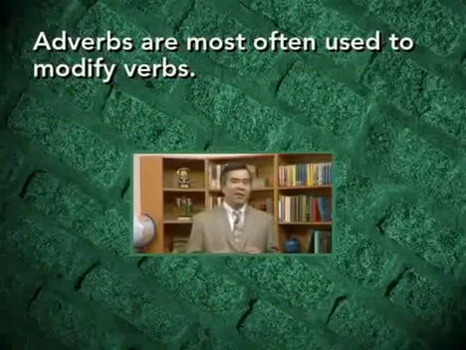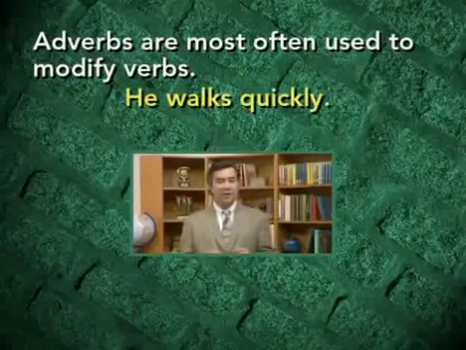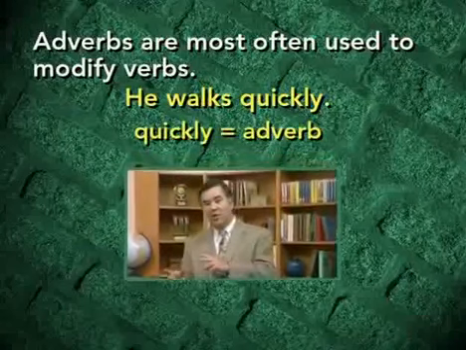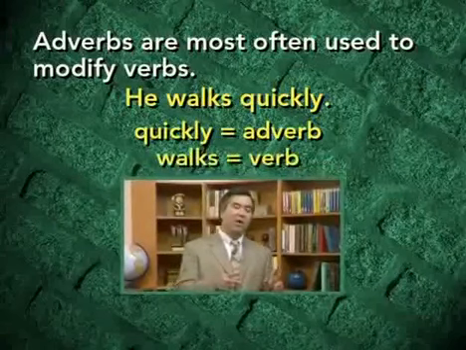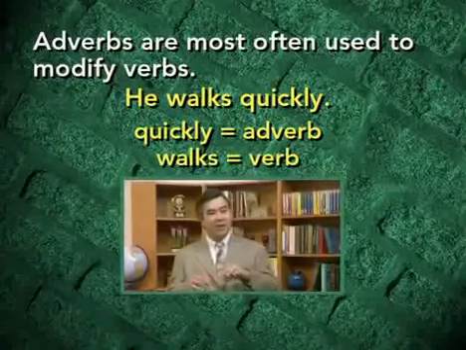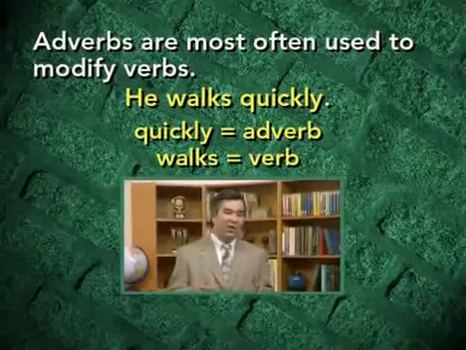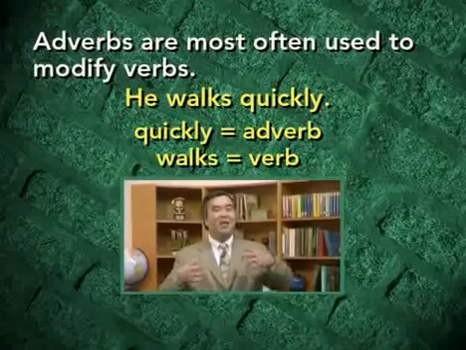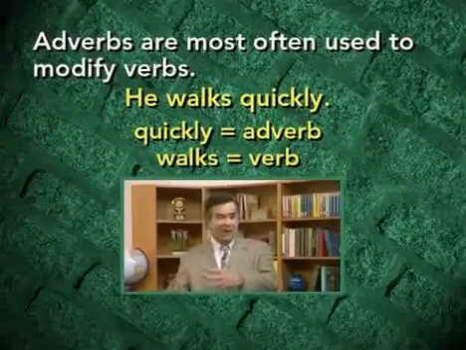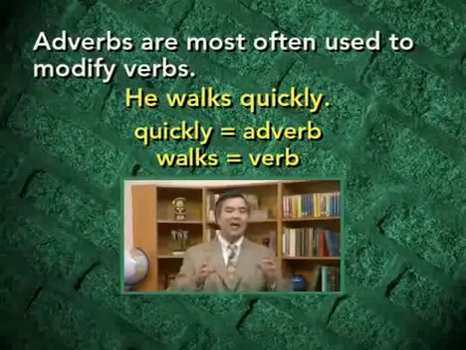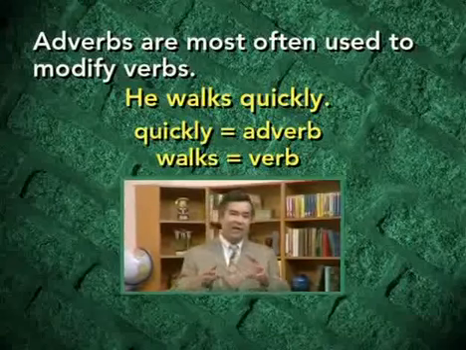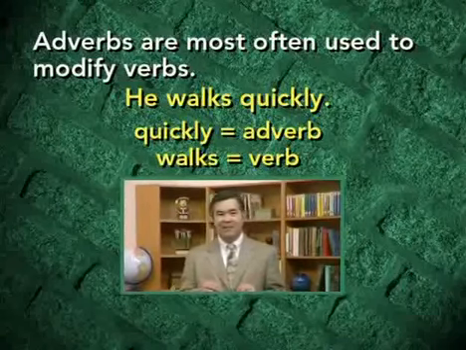So, for example, you might say, "He walks quickly." Here we have the adverb "quickly," and it modifies or gives more information about the verb "walks." "Walks" describes an action in this sentence, and "quickly" tells us a little bit more about what that action is like. It's a quick walk. It's walking that is being done quickly. It tells us how the walking is being done. So "quickly," the adverb, modifies the verb "walks" in this sentence.